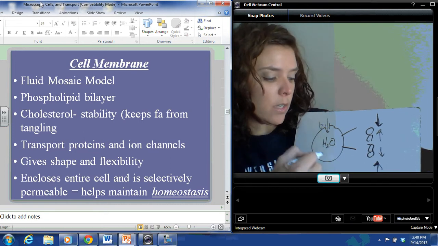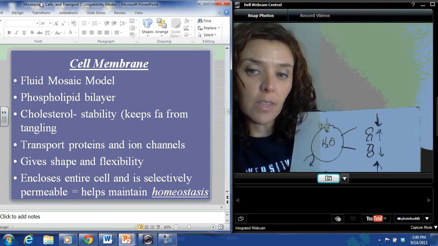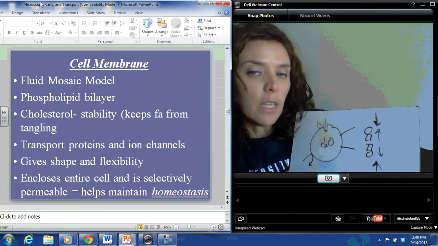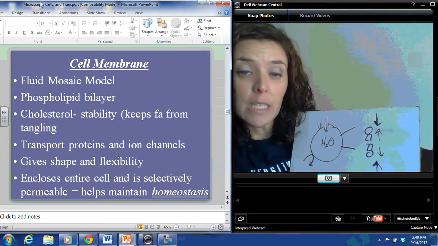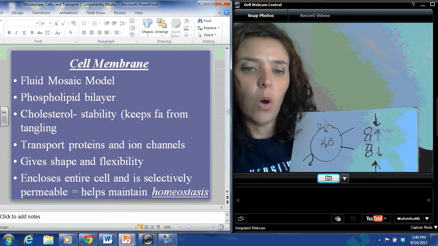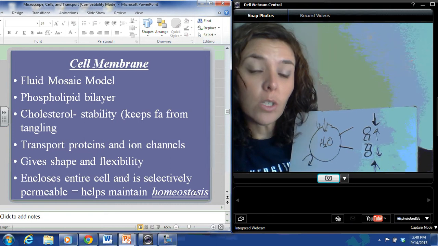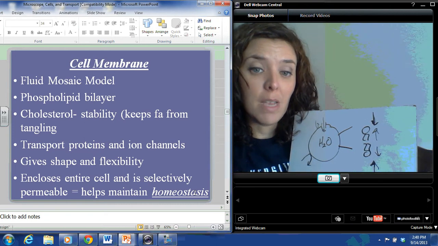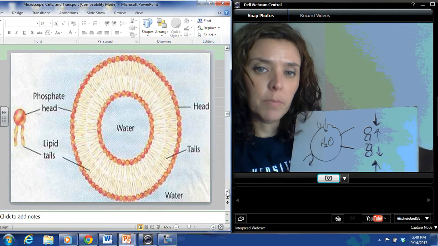Because the membrane is so important on controlling what goes into the cell and out of the cell, it is what is most important in helping the cell maintain stable conditions. And that word for stable conditions is homeostasis. Okay, so the membrane is one of the most important structures of the cell in helping it maintain homeostasis. Okay, so let's look at some pictures.